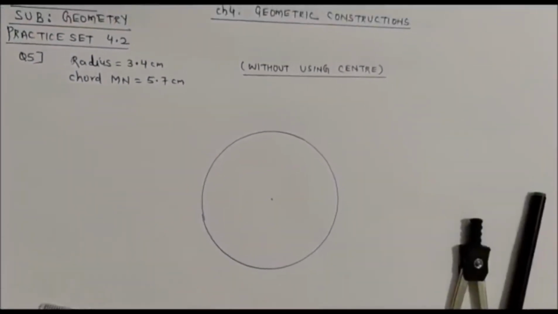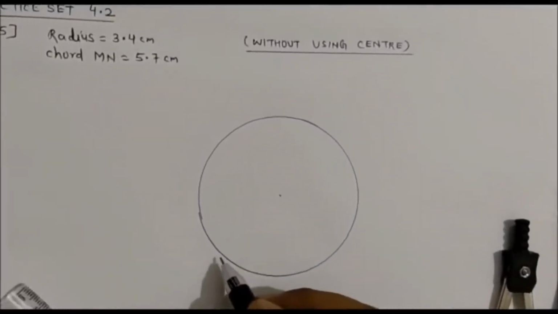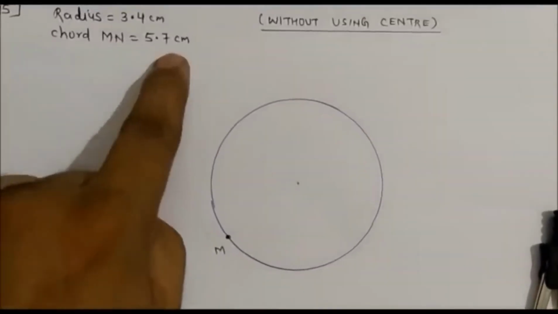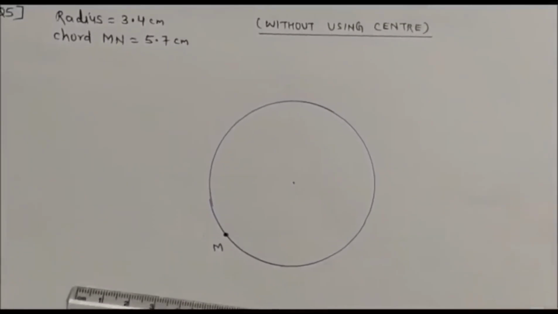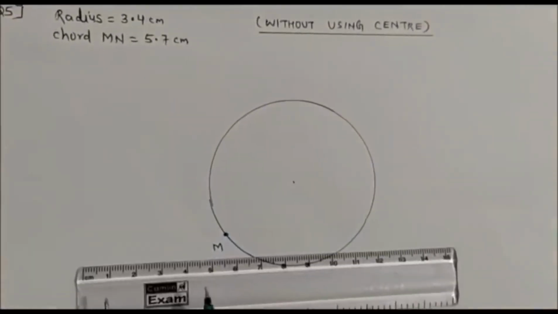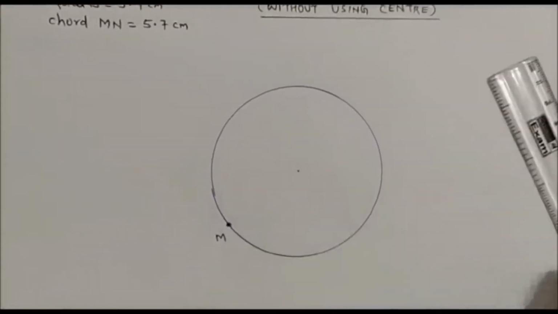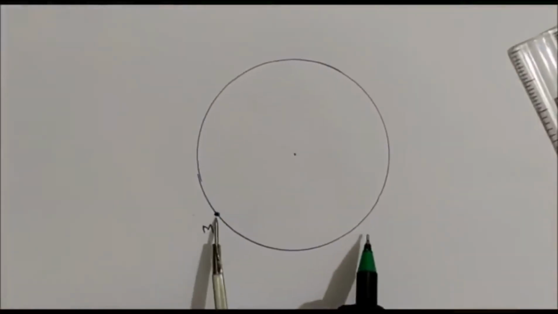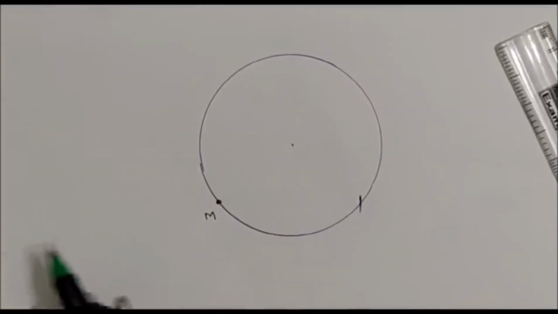Now next step is, you have to draw chord MN of 5.7. How do we draw the chord? Mark one point here. So this is point M. Chord is MN. Now you take distance of 5.7 from the scale. Keep the compass on point M, this distance is 5.7 centimeter, and cut an arc here.